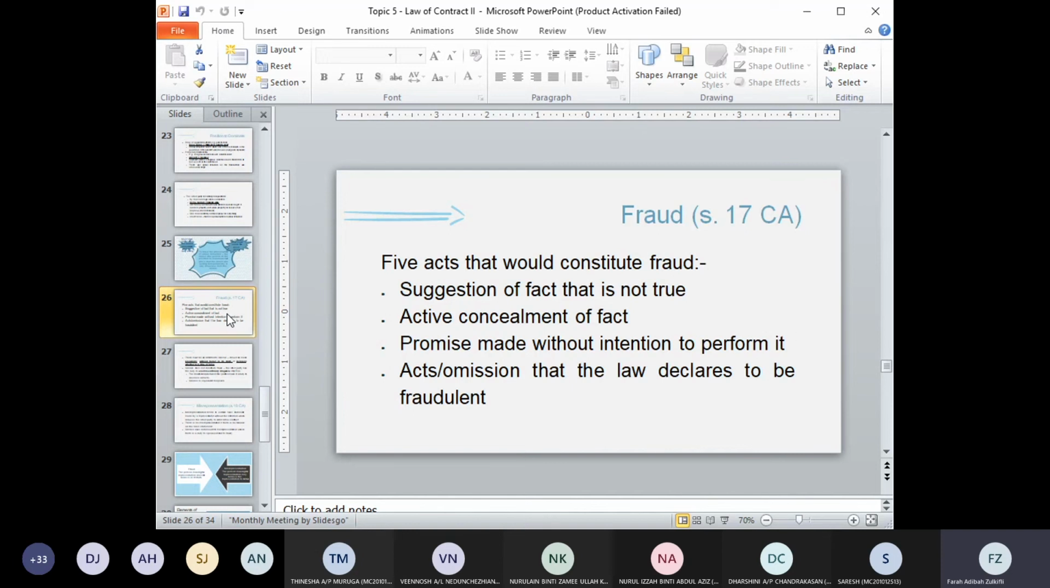Second one, if someone actively conceals a fact. So if someone knows that something is wrong, someone knows something is problematic, but he actively conceals the fact. He does not want to tell you that there is a problem with something. So when someone actively conceals a fact, it is also fraud. Or if someone made a promise without intention to perform it, that is also a fraud. Or if someone makes any act of omission that the law declares to be fraudulent, it is also a fraud.